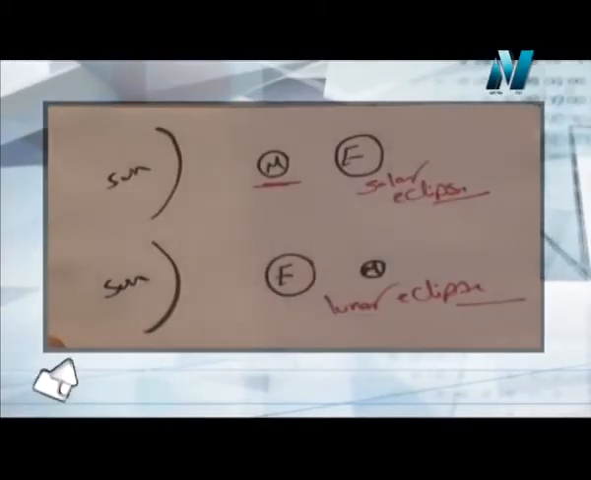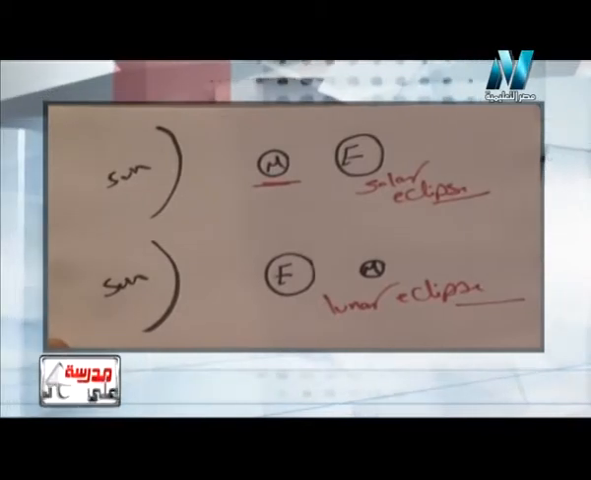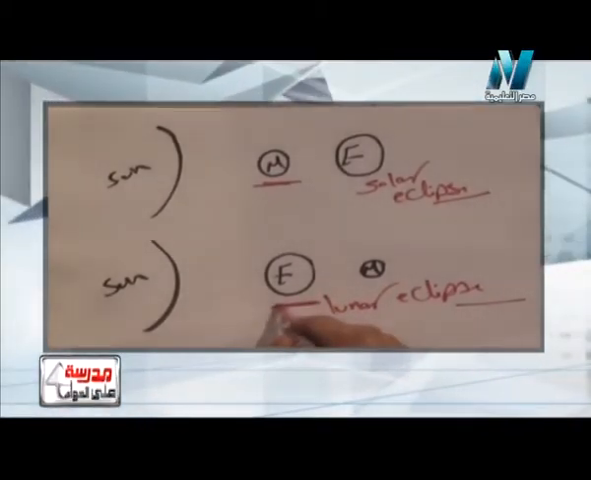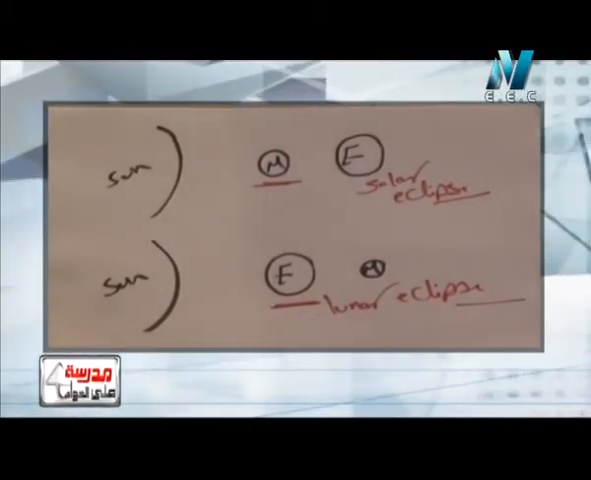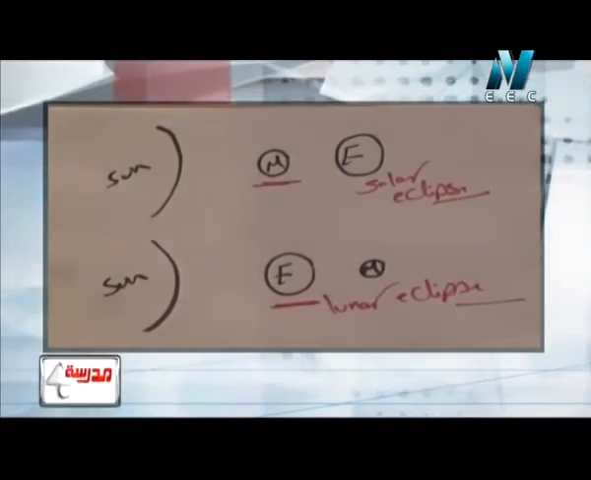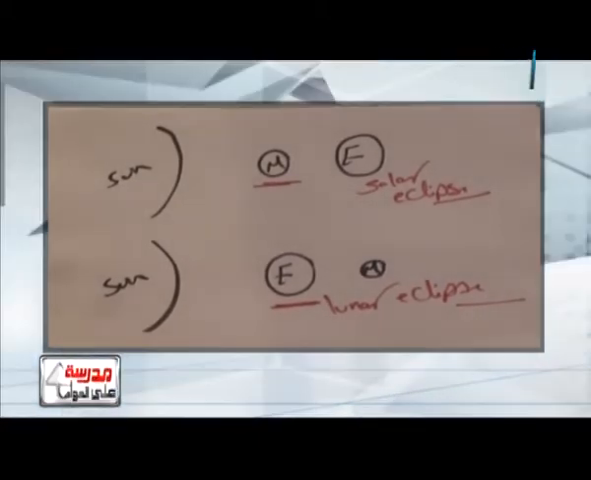If the Moon is in the middle, it will be solar eclipse. If the Earth is in the middle, it will be lunar eclipse. Again, if the Moon is in the middle, it will be solar eclipse. If the Earth is in the middle, it will be lunar eclipse.